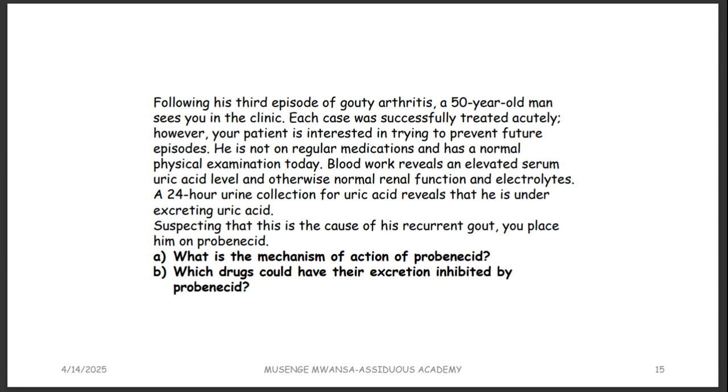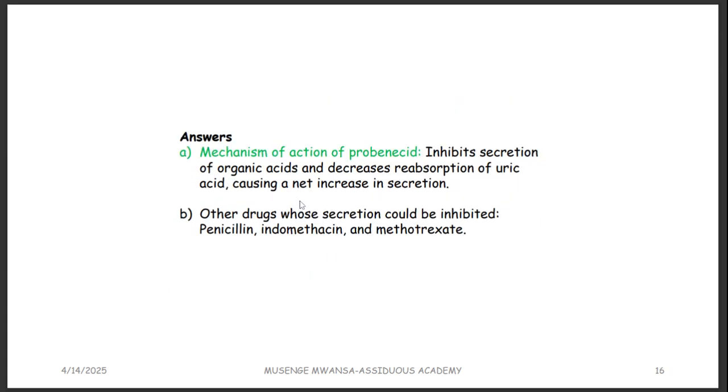What drug could have their excretion inhibited by probenecid? So let's start. What is the mechanism of action for probenecid? Okay, so it is uricosuric to prevent the reabsorption and increase the excretion.